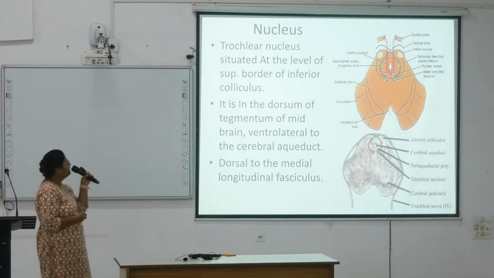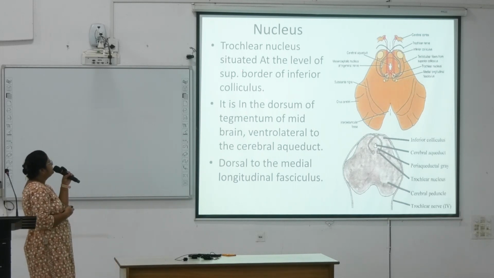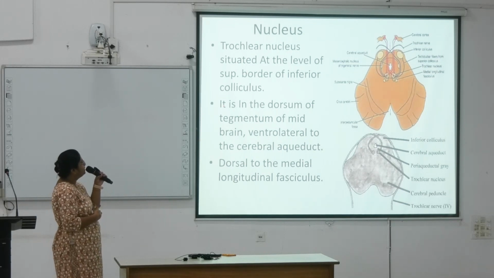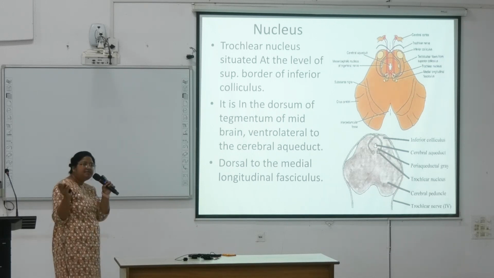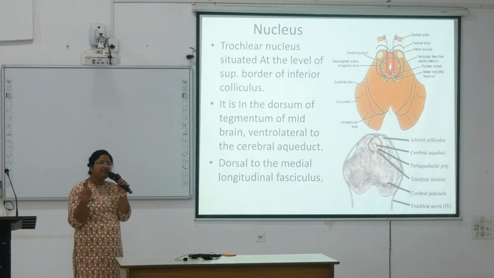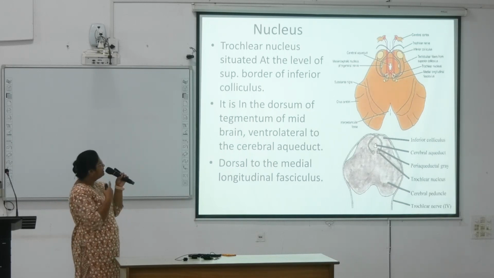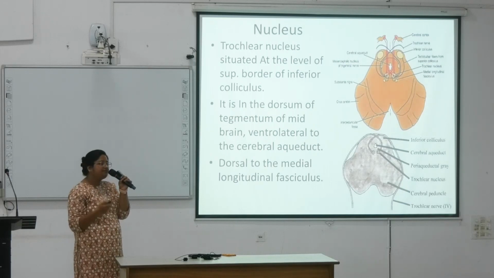Next, we go to the nuclei. The trochlear nucleus is situated at the level of the superior border of the inferior colliculi. Okay, this is a section through the inferior colliculi. Here are the inferior colliculi. The previous one was a section through the superior colliculus, just above these inferior colliculi. There you have seen the oculomotor nuclei.